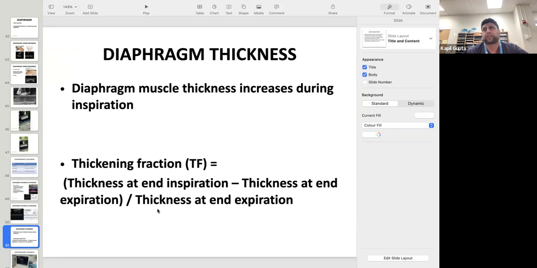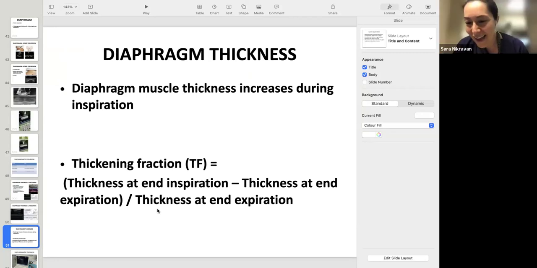I think so, that maybe the diaphragmatic muscle contraction, whether it's good or bad, it should correlate. What do you think, Shara?